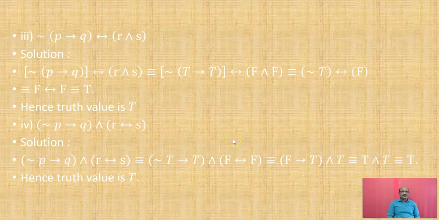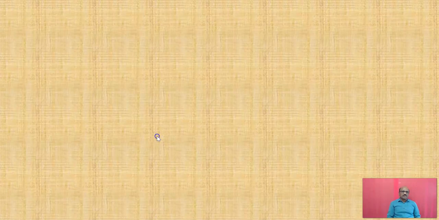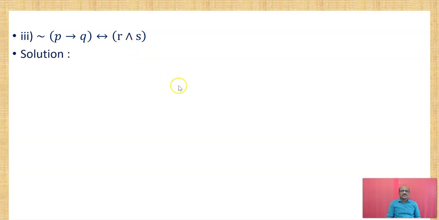Next is, now see this here. First is negation of in bracket. Now see this once again. Third one: negation of in bracket P implies Q, double implication in bracket R and S. Now see this here.